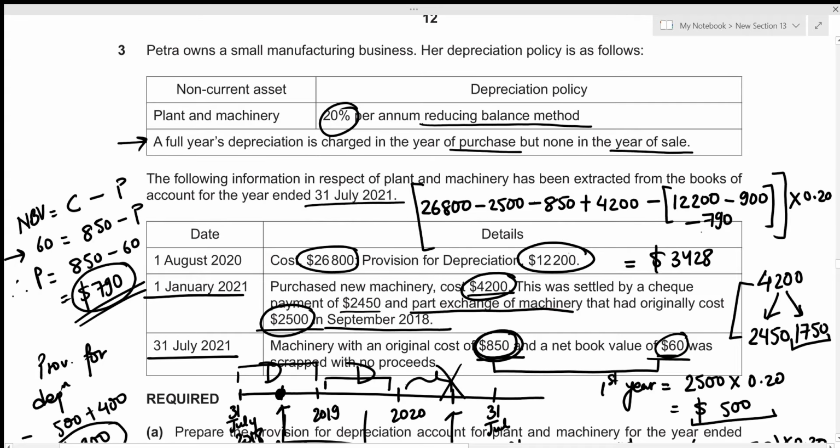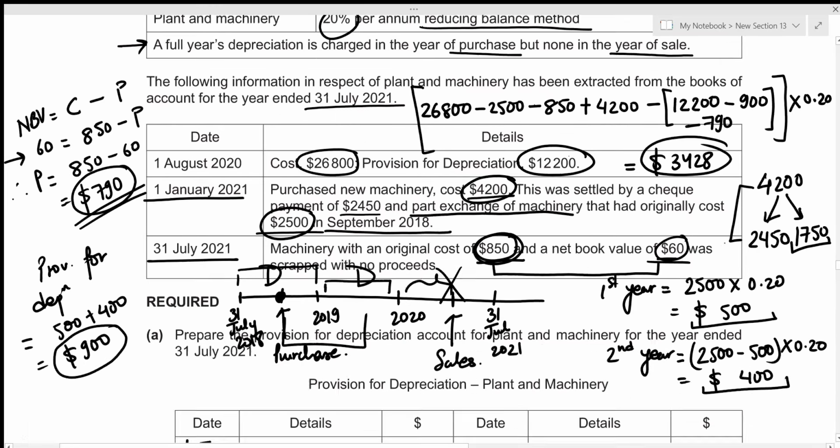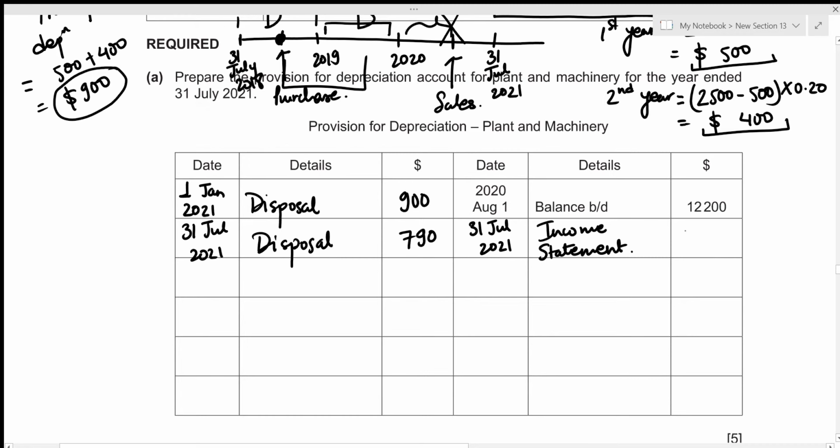So we need to record this amount in our credit side of the provision for depreciation under the heading of income statement. Let's do that. Okay, so this concludes everything that needs to be recorded. Now we just need to figure out our closing balance. So closing balance can be written down on the closing date, which is 31st July 2021, and we can write it down as balance CD.